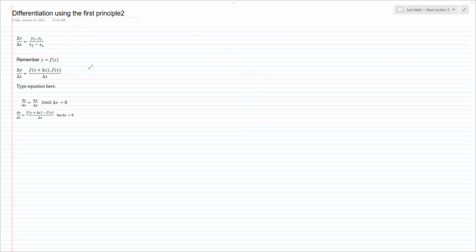So today we're going to discuss differentiation using the first principle. I'm going to guide you through the steps of differentiation using the first principle. Now, before we talk about dy dx, it's important to talk about change in y over change in x, because that's where the idea of differentiation comes from.